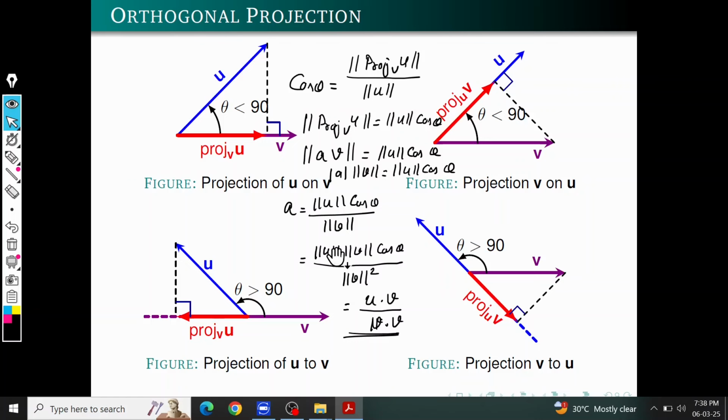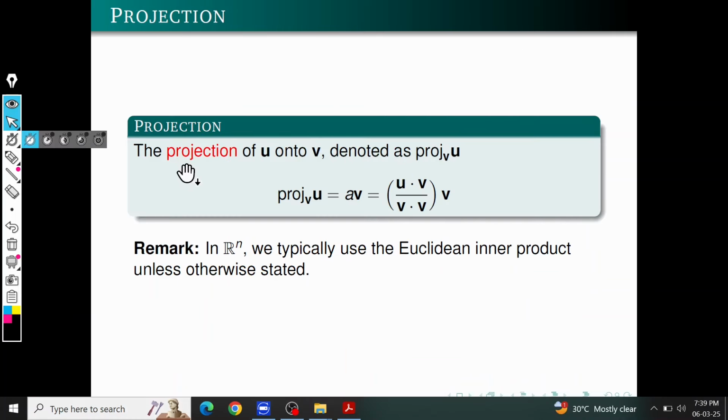And you have already been introduced to the concept of dot products, and you know norm u into norm v cos theta can be written as u dot v. And also norm v square can be written as v dot v. So what we already got is projection of u on v equal to A times the vector v, and A is given by u dot v by v dot v. Hence, the projection of u onto the vector v is denoted by projection of u on v, and it is given by A times the vector v. That's equal to u dot v by v dot v times the vector v.